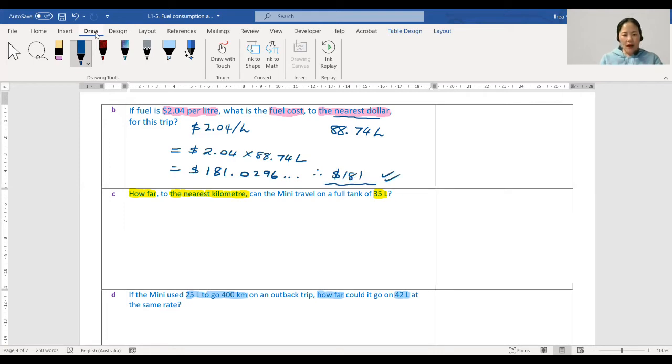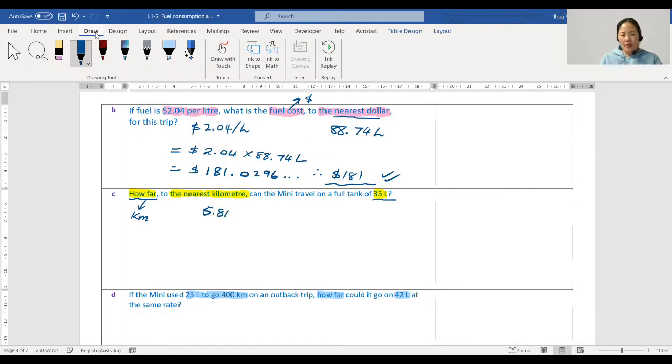See, how far? So that's kilometers. Okay, so fuel cost was the money, and the other one was how much fuel in liters. So it depends, it gives you the clue what you need to look for. So how far, to the nearest kilometer, can the Mini travel on a full tank of 35 liters?